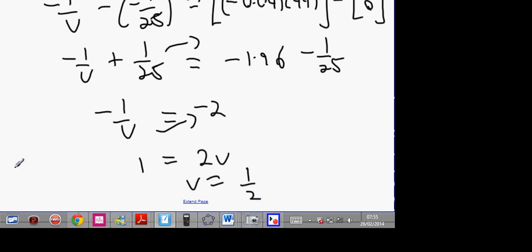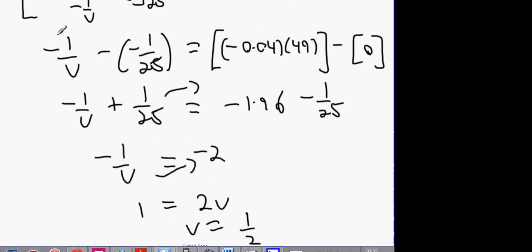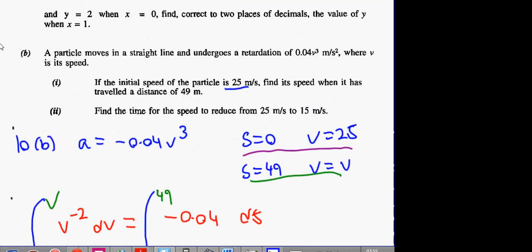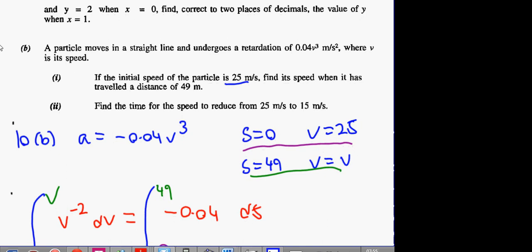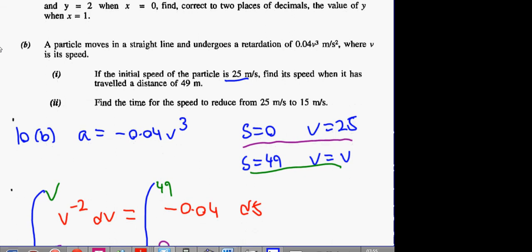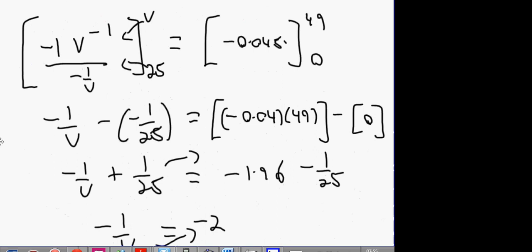Okay, so that's our velocity. Now the next part after that is find the time for the speed to reduce from 25 to 15. Okay, so what's going to happen here is we're going to do all the integration once again.